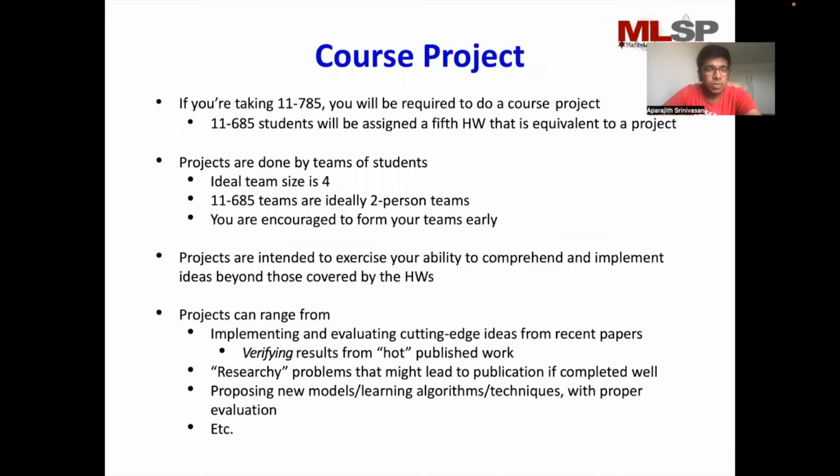Course project. If you're taking the graduate version, you'll be required to do a course project. 685 students will be required to do a fifth homework that is equivalent to a project. Projects are done by a team of four. 685 teams are ideally two person teams, and you are encouraged to form your teams early.